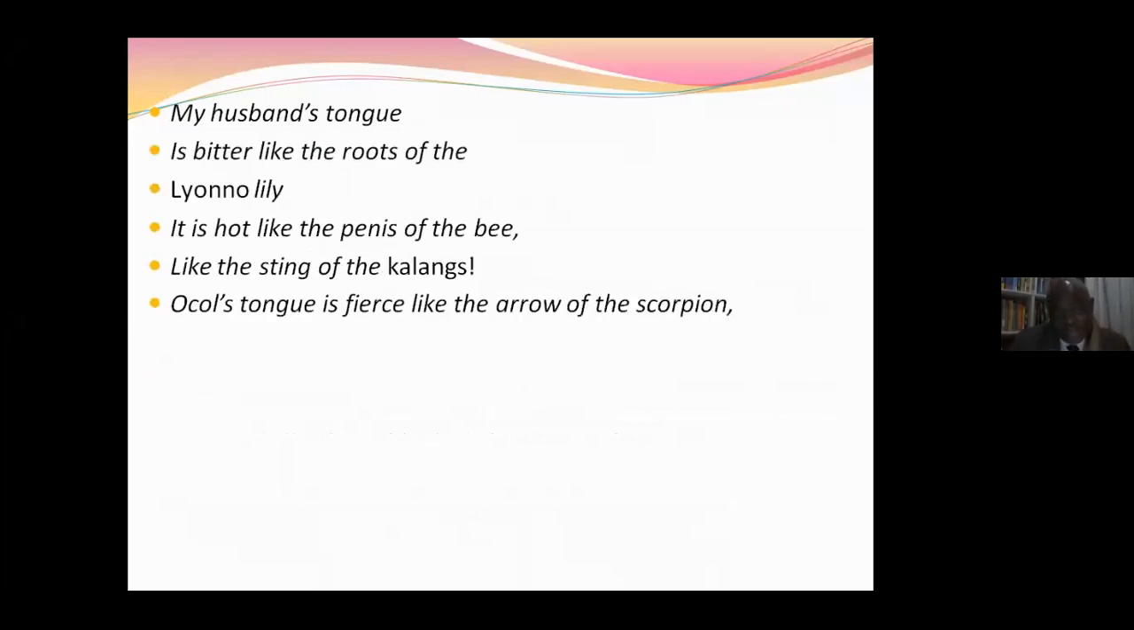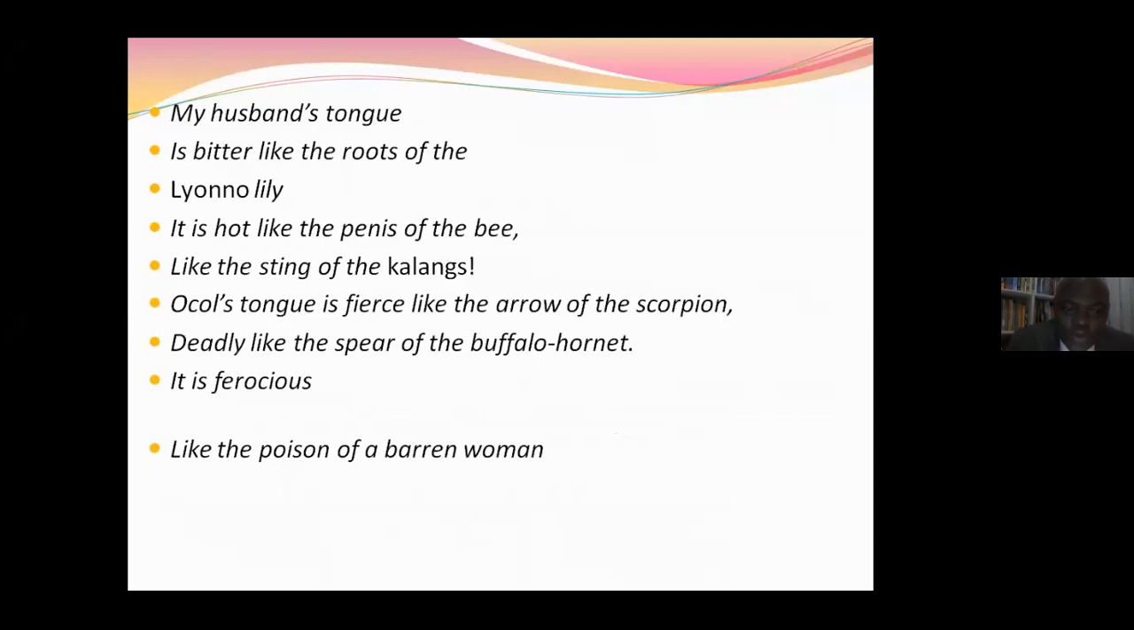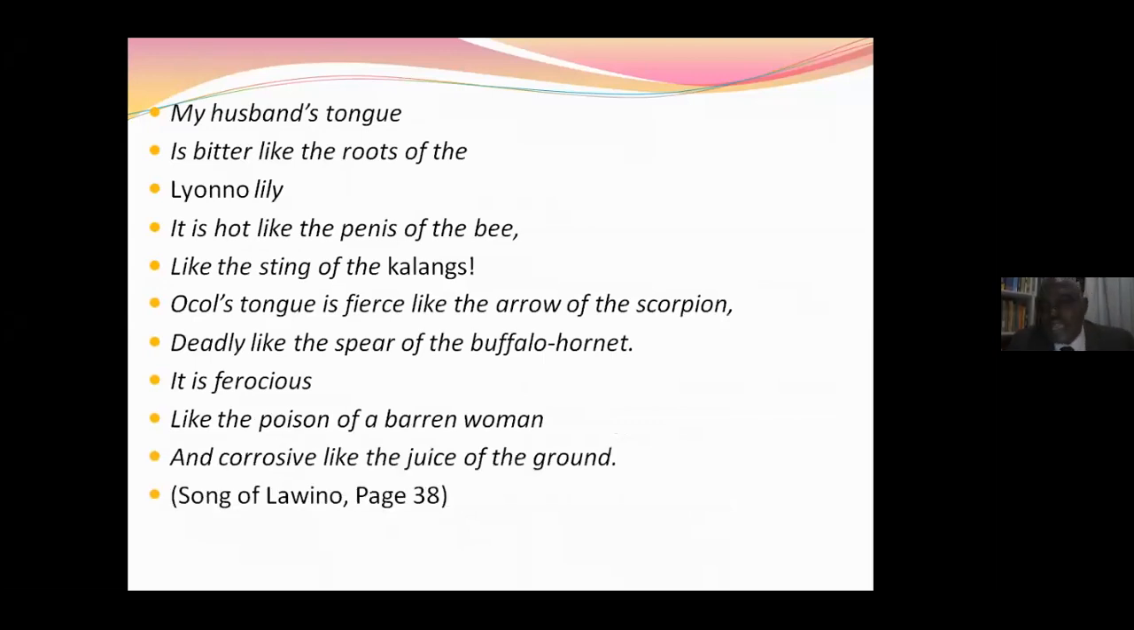Let's look at an example from Song of Lawino. Very quickly, from Song of Lawino, on page 38 by Okot p'Bitek, the use of similes. My husband's tongue is bitter like the roots of the lily. It is hot like the sting of the bee, like the sting of the scorpion. Ocol's tongue is fierce like the arrow of the scorpion, deadly like the spear of the buffalo hornet. It is ferocious like the poison of a barren woman and corrosive like the juice of the ground.